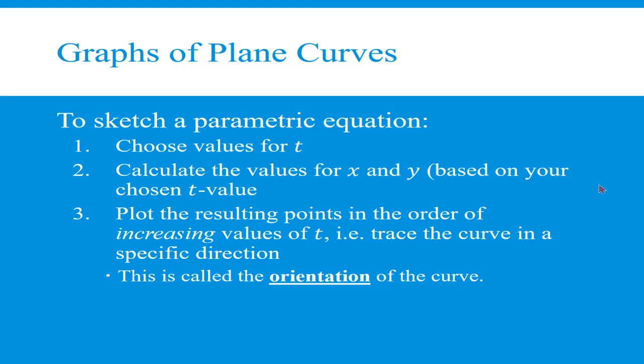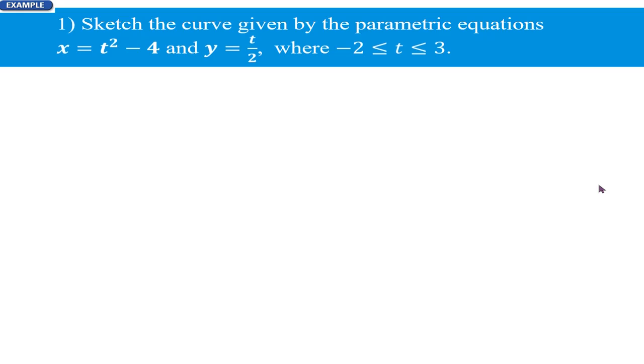Graphs of plane curves. When we sketch the graphs of plane curves that are written as a set of parametric equations, you're just going to choose values for t, and then find the corresponding x and y values. Then you plot those points in order, in increasing values of t, and trace the curve in that specific direction. That's called the orientation of the curve. Let's have a look at example 1.